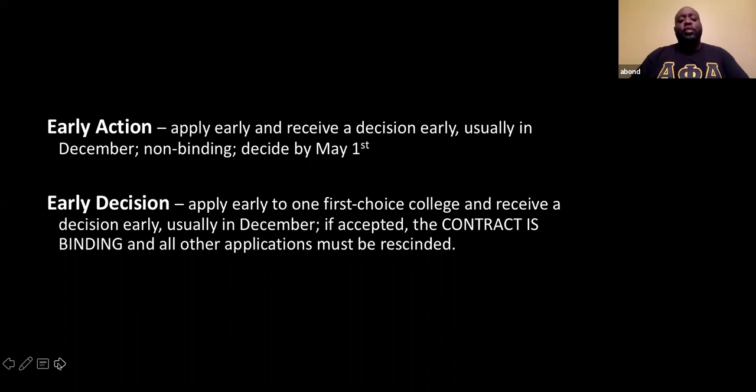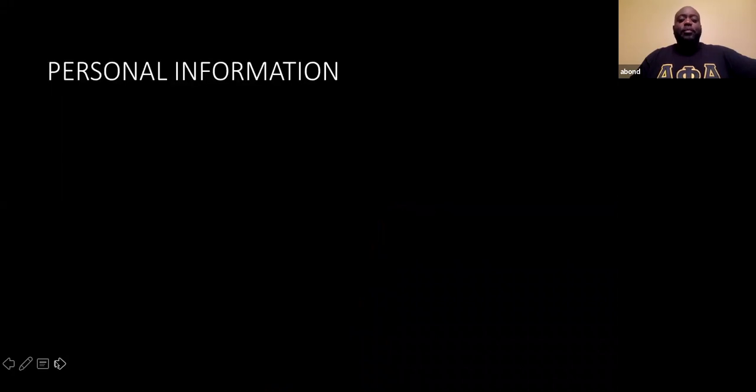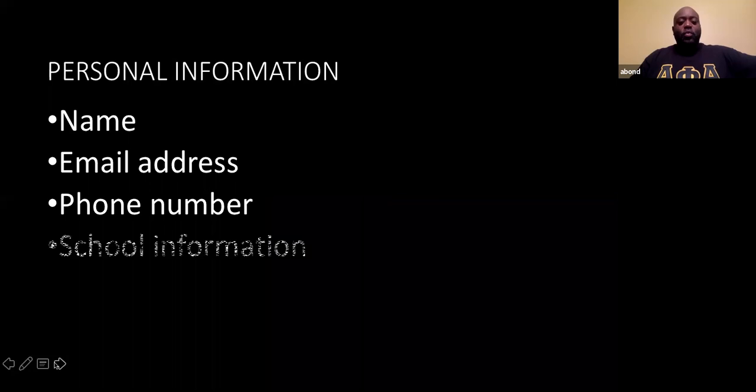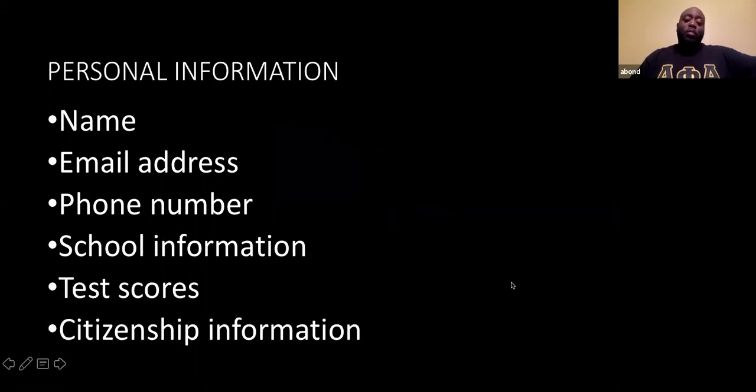So a college application usually has different parts. We're going to break down the anatomy of a college application. I didn't say Grey's Anatomy. All right, so the first part is your personal information. You've got name, email address, phone number, school information, test scores, and citizenship information. This is really important, because these days citizenship can go a long way.